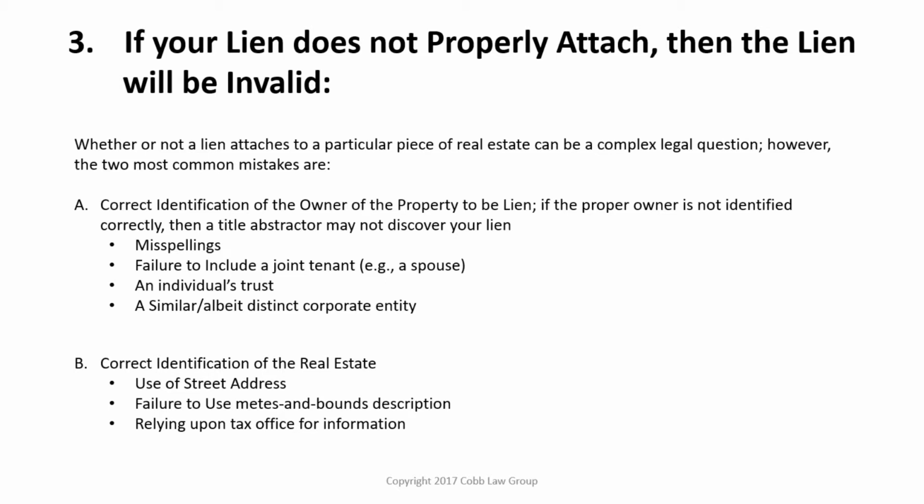Secondly, the second big problem that prevents attachment of the lien to the property is the correct identification of the real estate. We don't recommend using street address typically, particularly on new construction. A lot of times the street addresses are not known or difficult to find. Also, you want to make sure that your property is picked up by a title abstractor, and so we always recommend using a metes and bounds legal description.